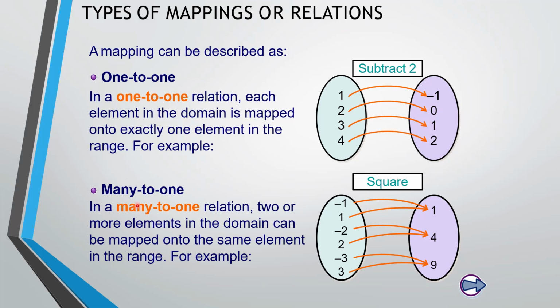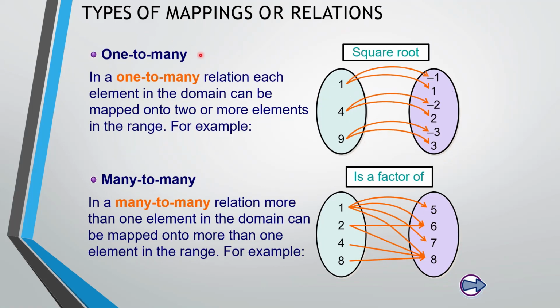The other type is many to one. In a many to one relation, two or more elements in the domain can be mapped onto the same element in the range. For instance, in this example, -1 and 1 have a similar output, 1. And if we take -2 and 2, they have the same output, 4. And if we take -3 and 3, they have the same output, 9.